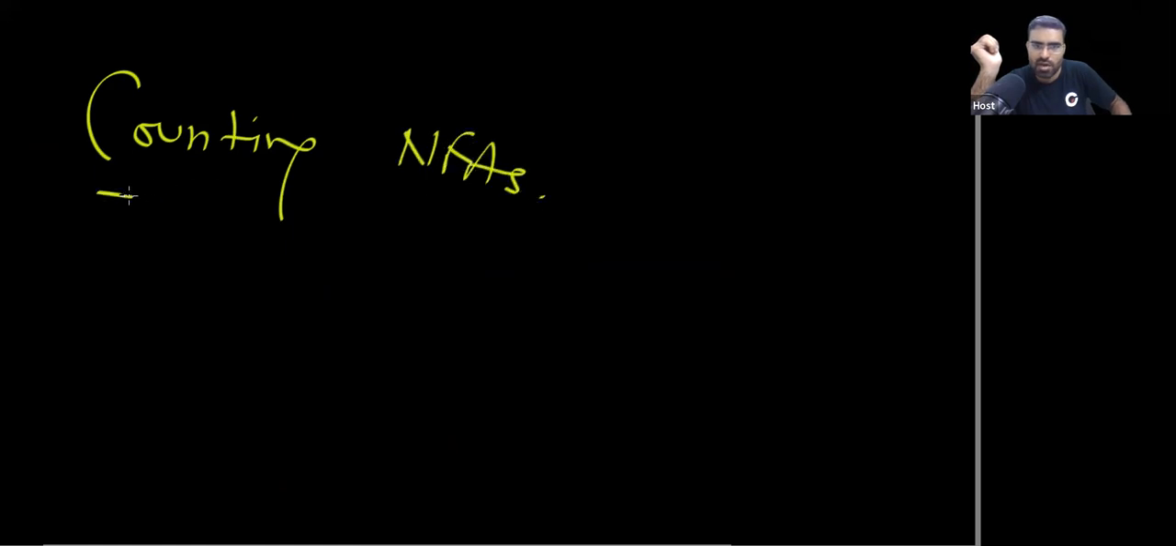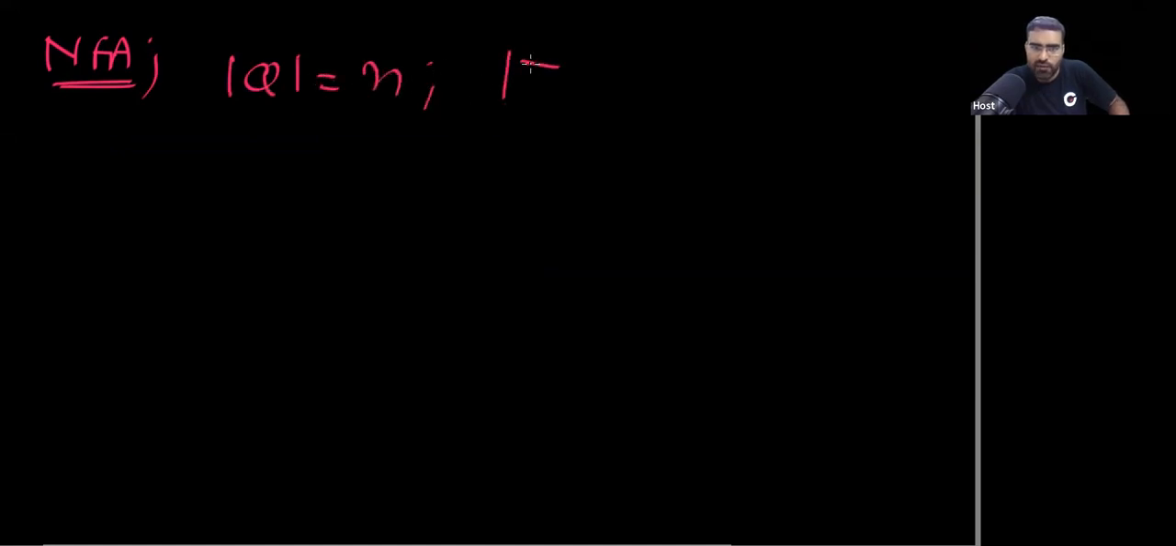Now let's count NFAs. Counting NFAs. Again, the same thing, nothing will change. Let's assume you have an NFA, and in this NFA the number of states I give you is n and the number of alphabet symbols is m. Now you tell me, how many NFAs are there? What is the number of NFAs you can create?